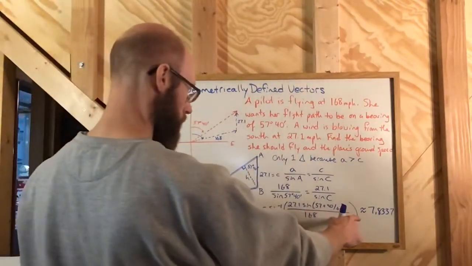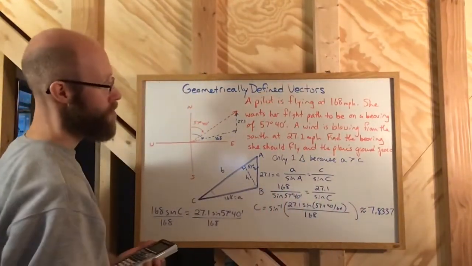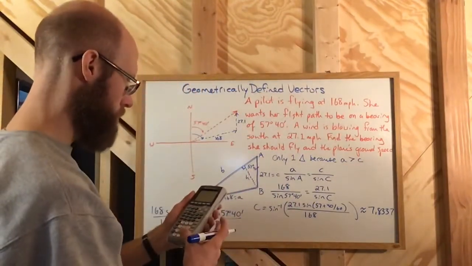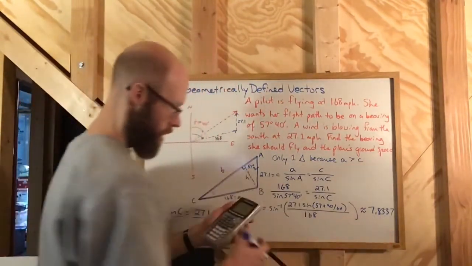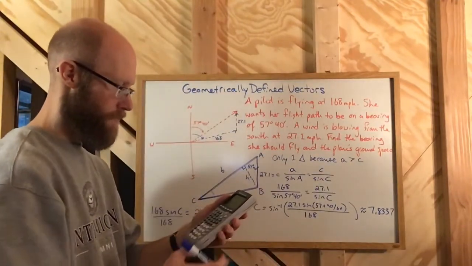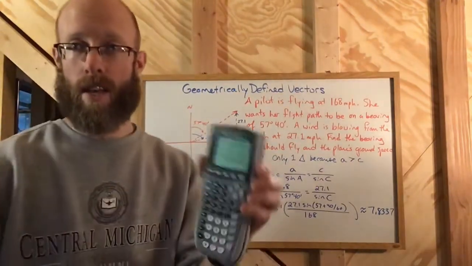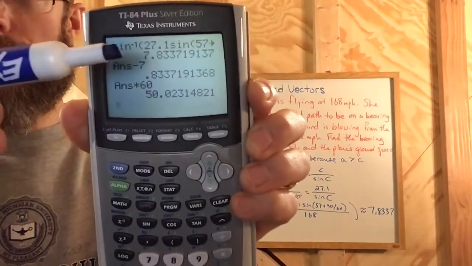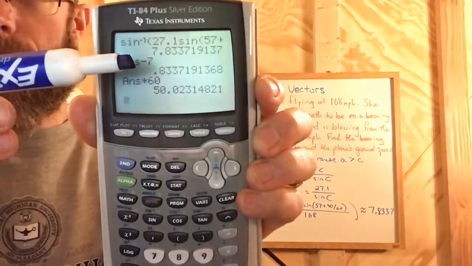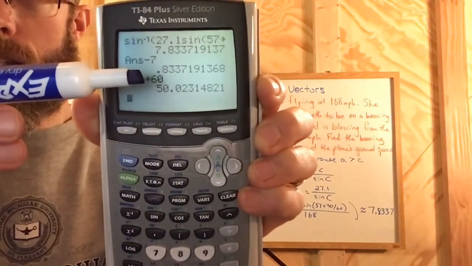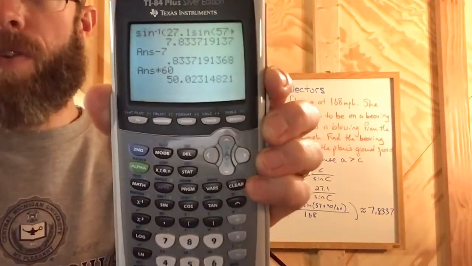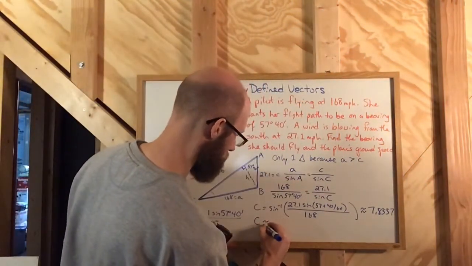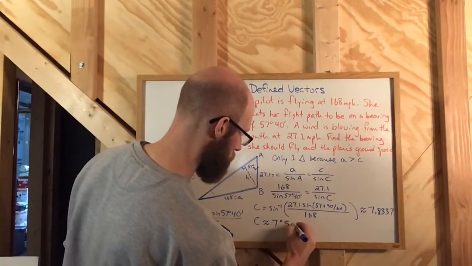Okay, so then I'm going to convert that into degrees and minutes. I'm going to take my decimal, subtract off 7, so I just have the decimal, and multiply that by 60. And that's almost 50 exactly. I don't know if you can see that. So I took my angle that I found, subtracted 7 off to get the decimal portion, multiplied that by 60, and that gives me 50 minutes. So essentially we have C is approximately 7 degrees 50 minutes.